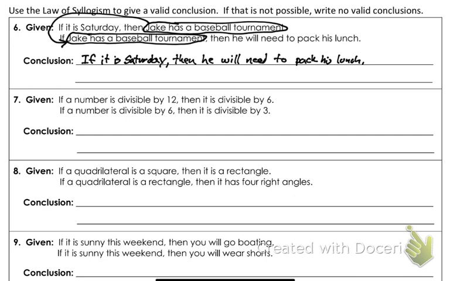Let's check out the next one. The next one says we're using the law of syllogism. We're checking to see if we can use the law of syllogism. I'm given two if-then statements. Remember, to join them up, the end of one statement must match the beginning of the other statement.